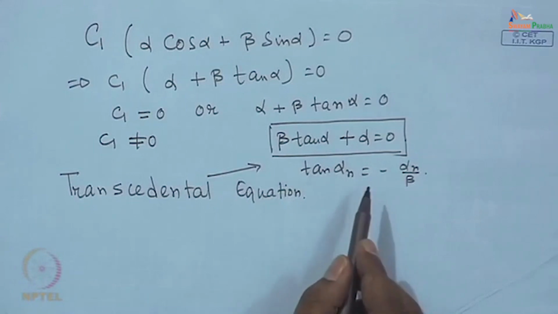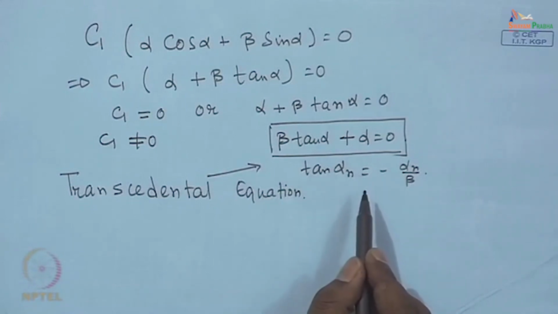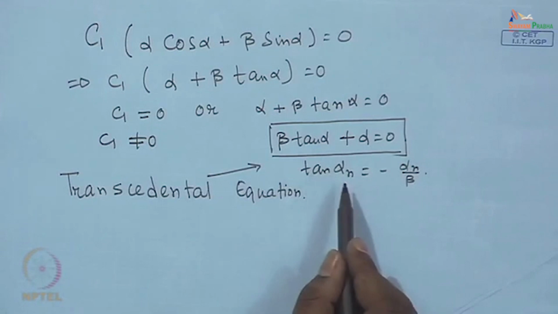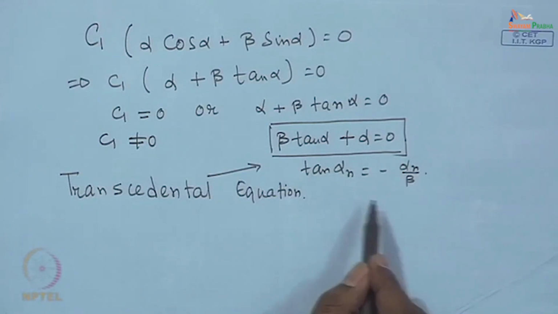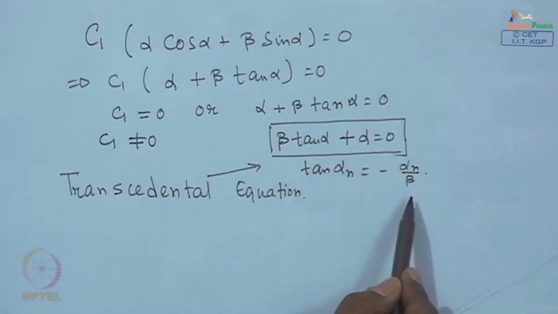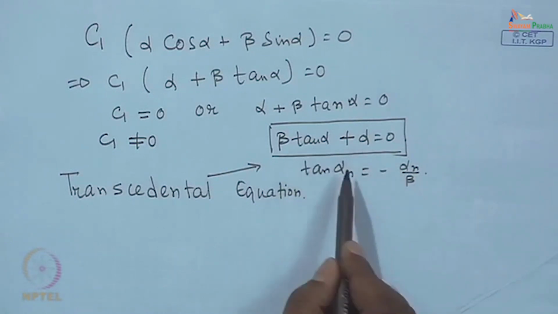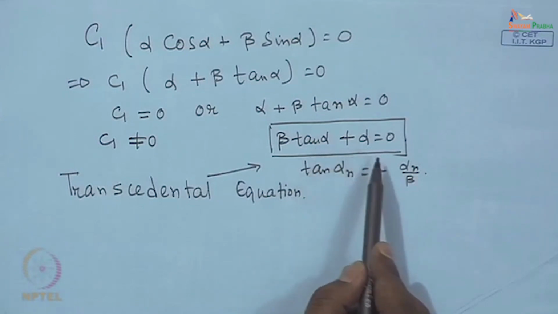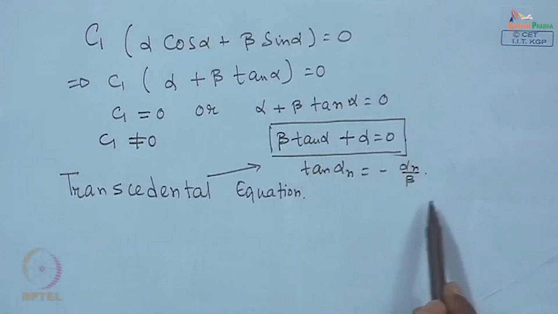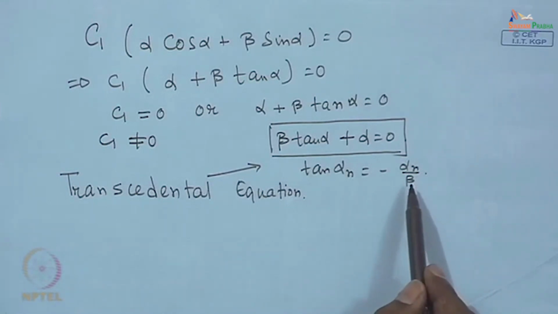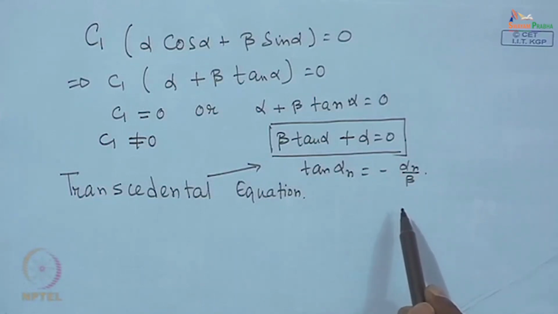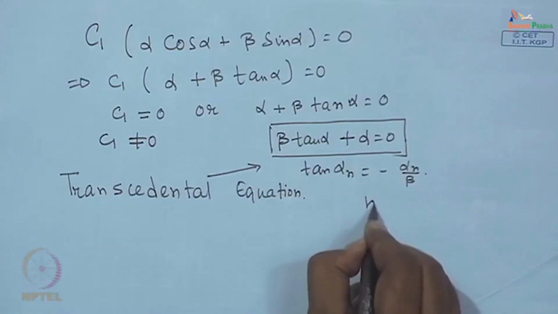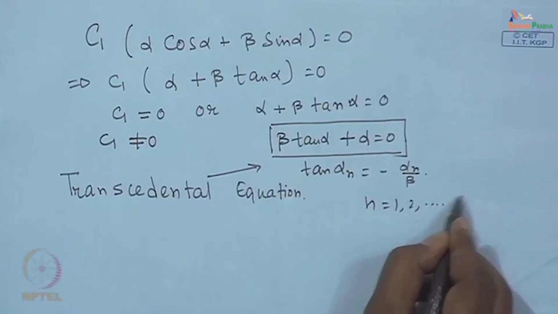Now, unlike the previous two cases where we had an explicit solution for alpha n, in this case we will not be getting an explicit solution. We will be getting a transcendental equation in this form. Again, this equation tan alpha equal to minus alpha by beta will have n number of roots depending on the value of beta, and the index n runs from 1, 2, 3 up to infinity.